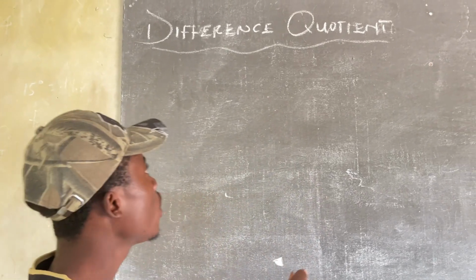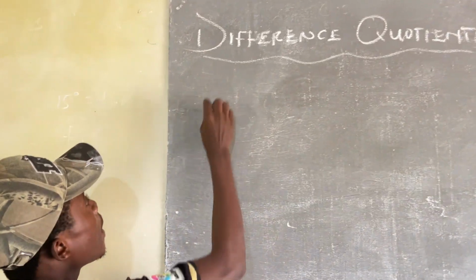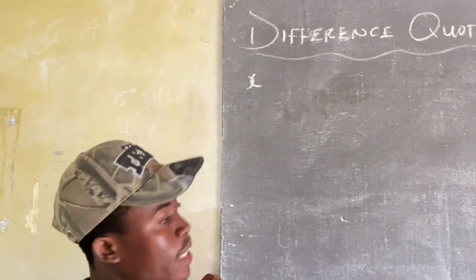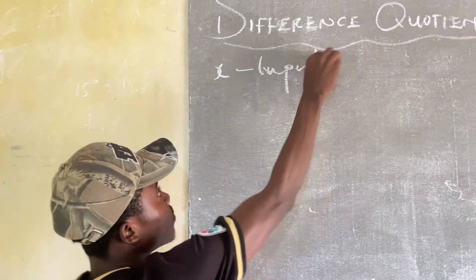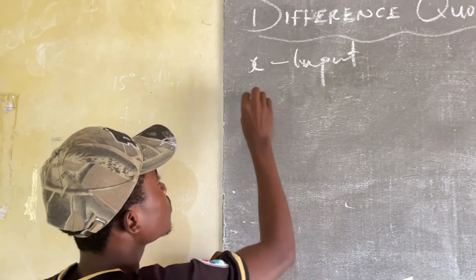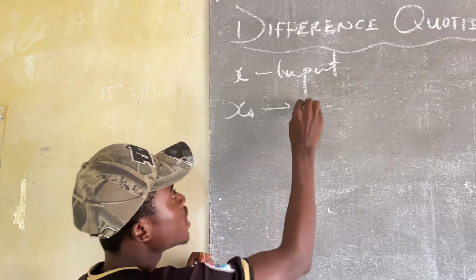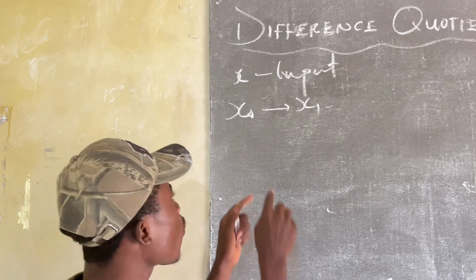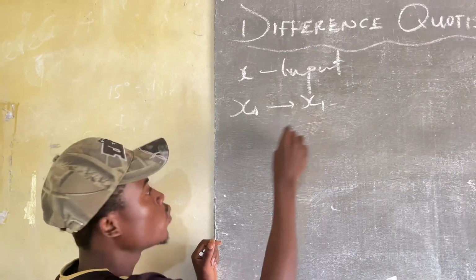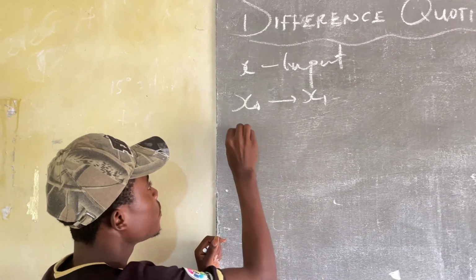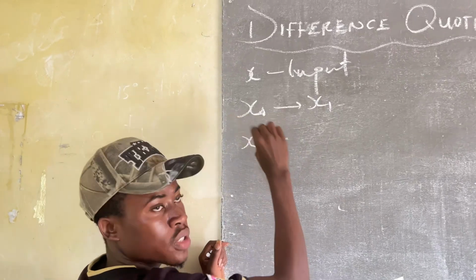Now, let's say when you have a variable, say x, and this variable, which is an input, changes from an initial point, let's say x0, to a new point, x1. If you want to find the difference, we take the new value of the input, x1, and then we subtract our old value, which is x0, from it.